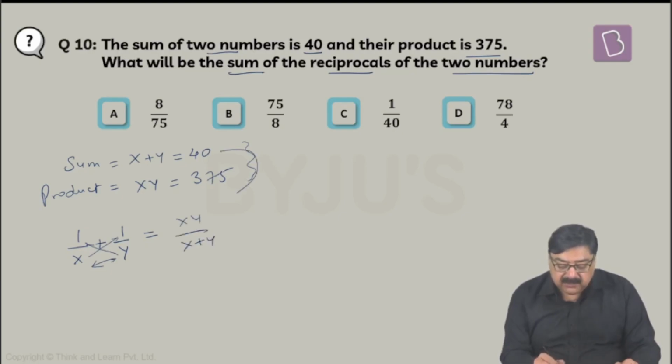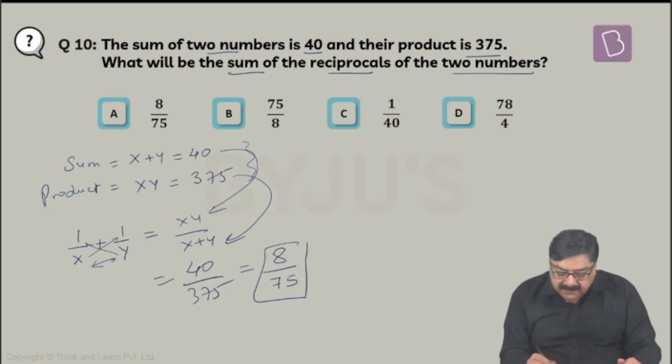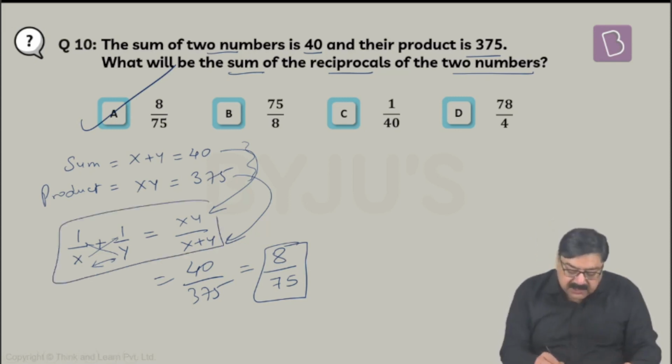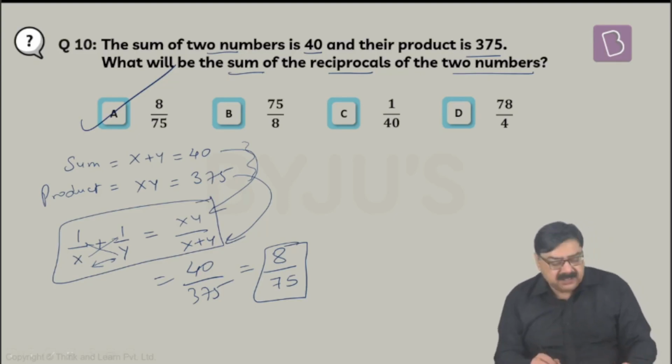Aren't these values given to you here? Right? So x plus y is 40, xy is 375. Both these numbers are divisible by 5. So 5 8s are 40 and 5 75s are 375. So 8 by 75 shall be the value of the sum of the reciprocals of these two numbers. So simply using this expression, you don't have to use equations here, please.